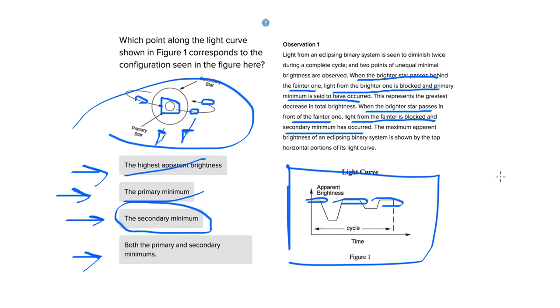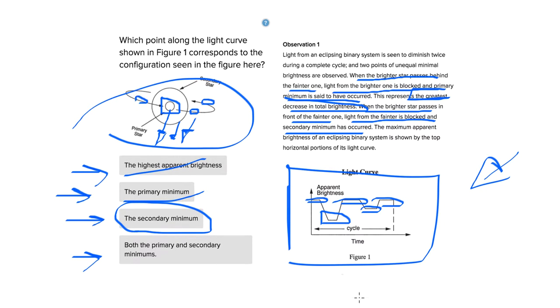So then why are we looking at the light curve at all? Well, we know that the primary minimum is defined as the greatest decrease in total brightness. On the light curve, that would correspond to this portion of the graph. And this secondary minimum piece would be when there's a little bit less light, but you still have the light from the primary star and the secondary star shining at the same time. So that would be this part of the graph.